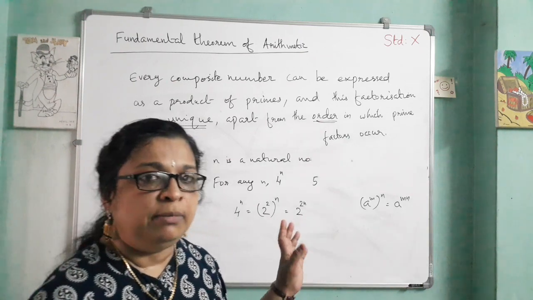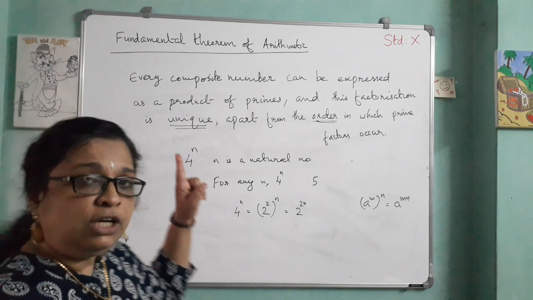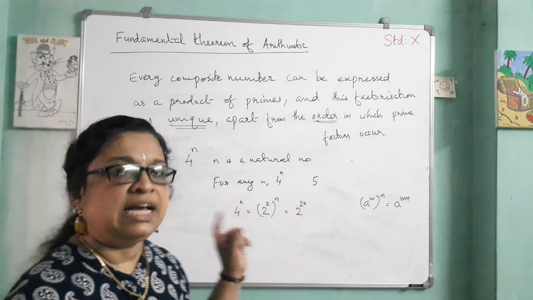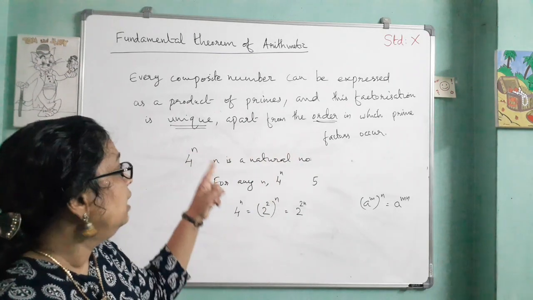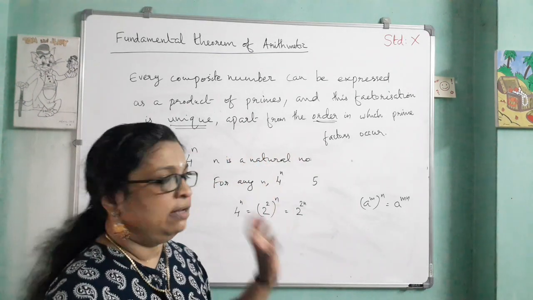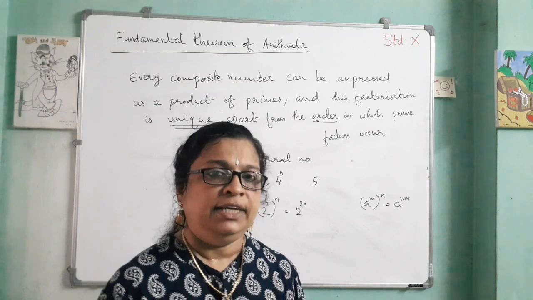That is once more the fundamental theorem of arithmetic. Every composite number can be expressed as the product of primes, and this factorization is unique apart from the order in which prime factors occur. So from here we wind up this class.